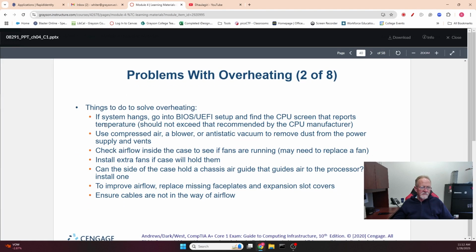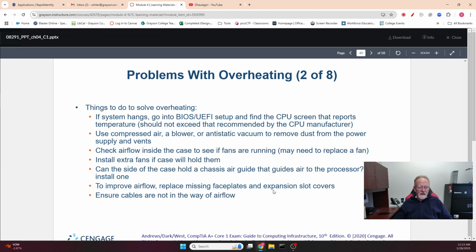Things to do: get more fans. Go into the BIOS, find the CPU screen that reports temperature. Make sure that the temperature is not being exceeded. If it is, then you need to use compressed air, a blower, or an anti-static vacuum to get rid of the dust bunnies in the case. Make sure the airflow is not constricted by big cards, big video cards and things like that. Make sure that the air is able to move freely. Make sure all the fans are running. If they're not, you need to replace fans. Install extra fans if necessary, particularly if you've got a video card that uses a lot of power. You want to get one of those PCI fan cards that you can put next to your video card.